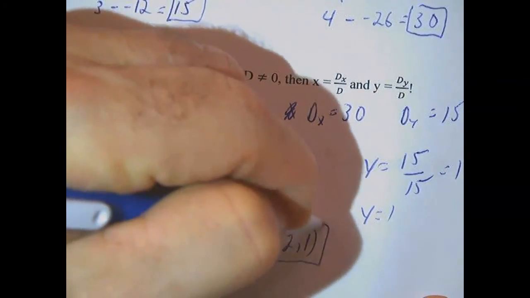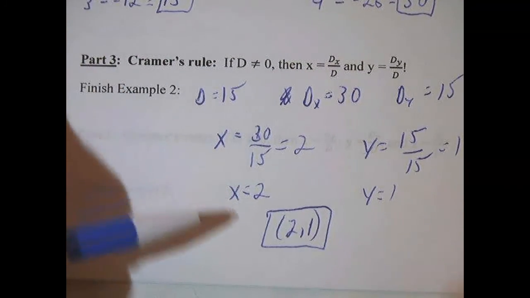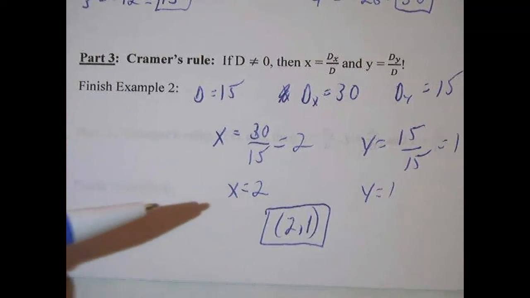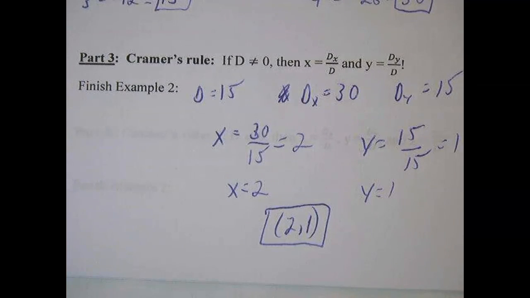That's the solution. In general, I don't really care if you leave your solution as x equals, y equals, or write it as an ordered pair. When we get to 3 dimensions, we're going to have ordered triples, which you probably haven't seen before.